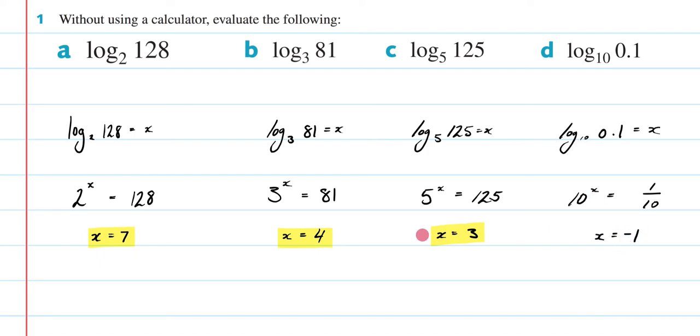So if you can imagine, it's going to drop down into our denominator and become a positive 1, which is going to be 1 over 10. And just like that, our answers are 7, 4, 3, and -1.